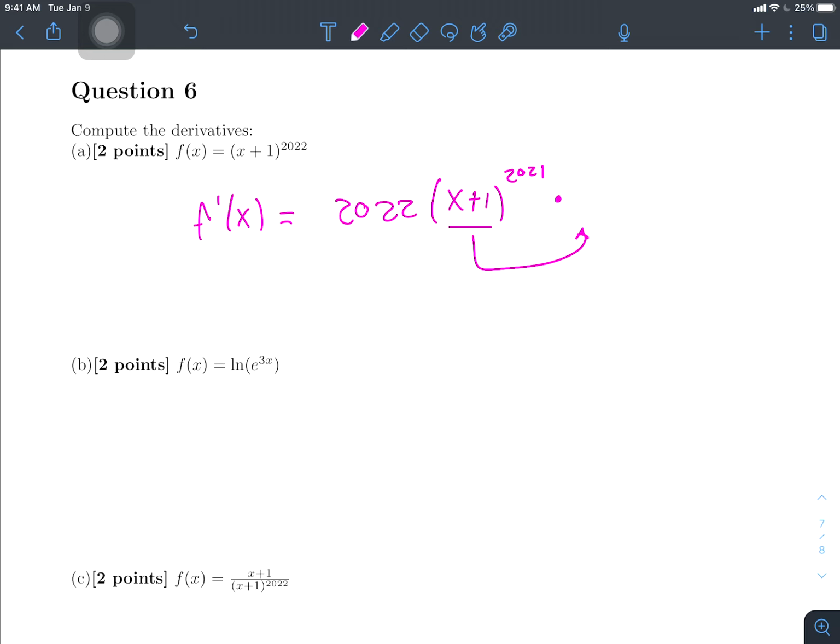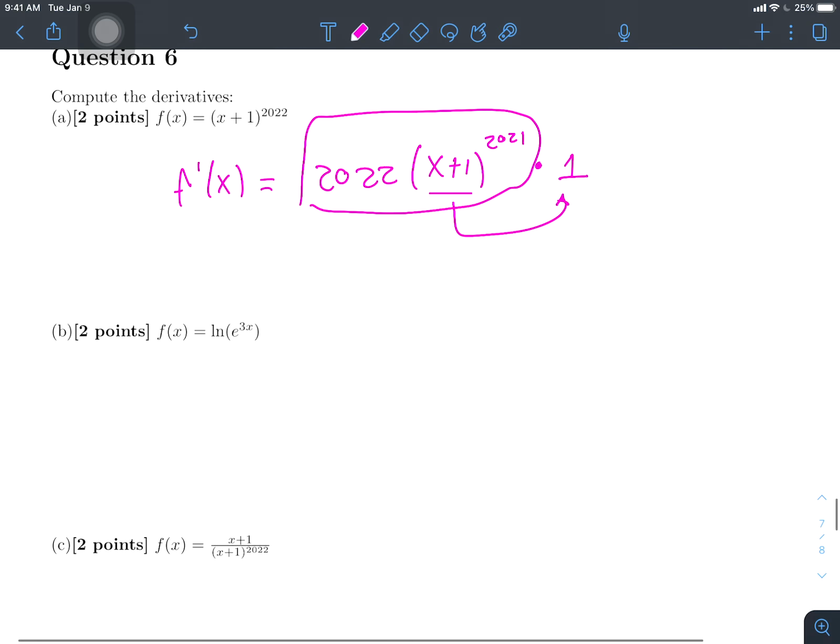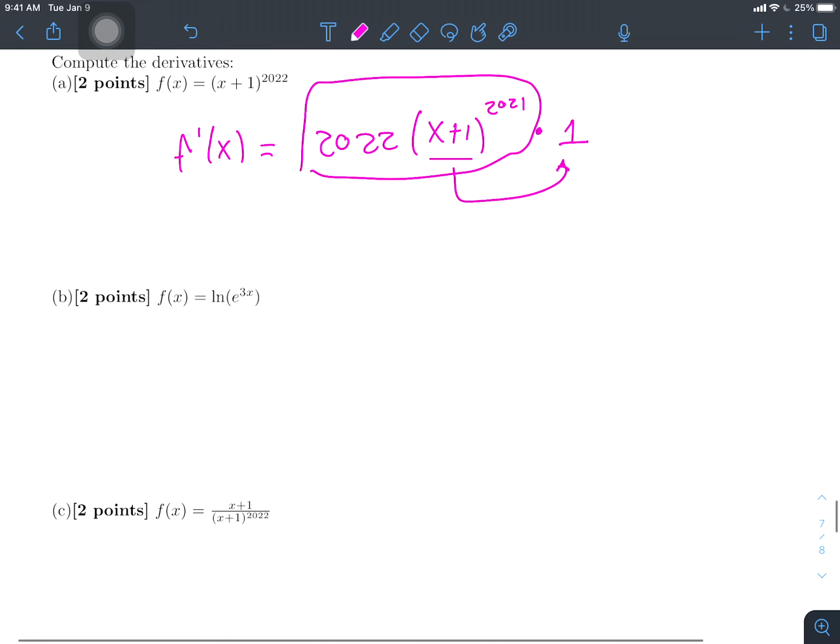But of course, the derivative of x plus 1 is just 1. So if you don't want to write the last part, it'd be perfectly fine to just say that the answer is 2022 times x plus 1 to the 2021. So that's a chain rule.